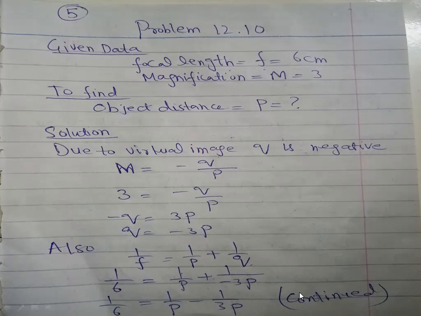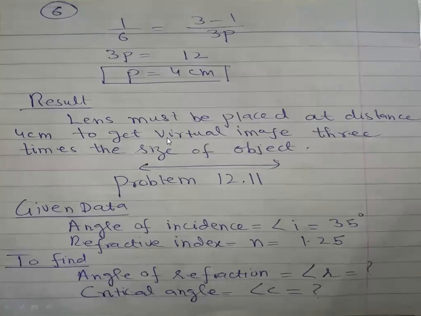Now my numerical continues. 1 by 6 is equal to, taking the LCM, which will be 3P, 3 minus 1 is 2. Cross multiply: 3P, and 3 minus 1 is 2. 2 multiplied by 6 is 12. The 3 here is multiplied, so if it goes to the other side it will divide: 12 by 3. So the object distance will be 4 centimeters.